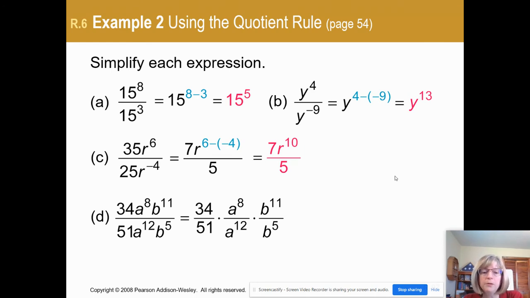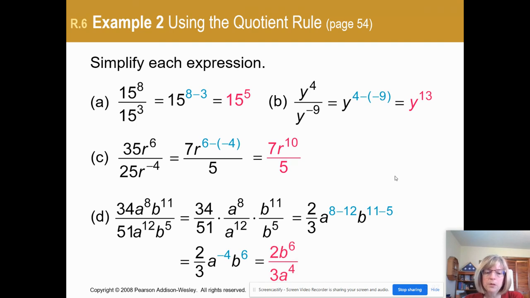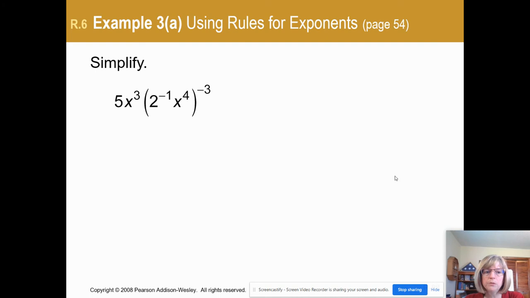And then my b values, I have b to the 11th power over b to the 5th power, so I have 5 pairs of b's that I can match and cancel. Or again, I can use the quotient rule. So what we end up with here, if I use the quotient rule, I have 2/3 a to the negative 4 b to the 6th. Typically, we don't leave answers with negative exponents, so we want to move the a to the negative 4th. We want to take the reciprocal of that. So our final answer, 2b to the 6th power over 3a to the 4th power.